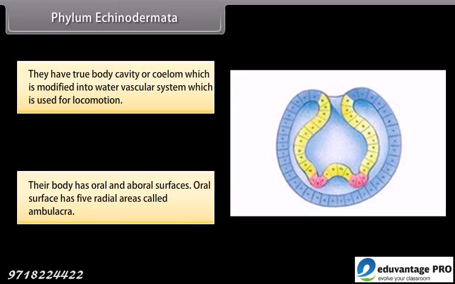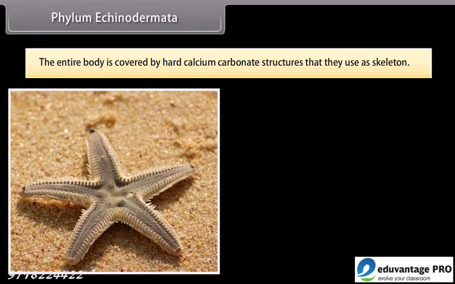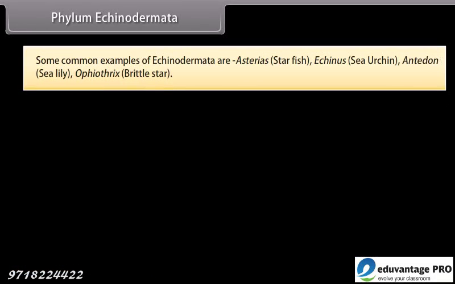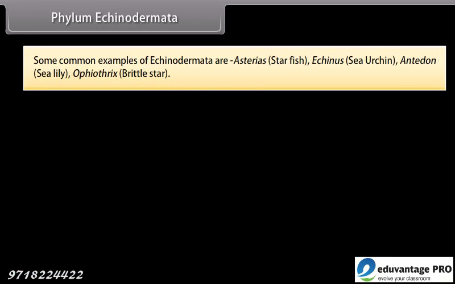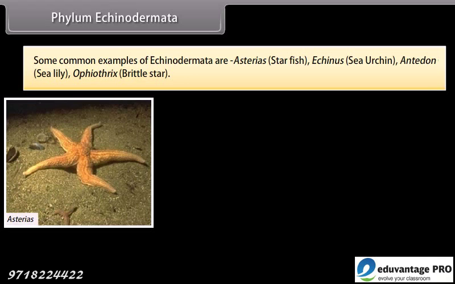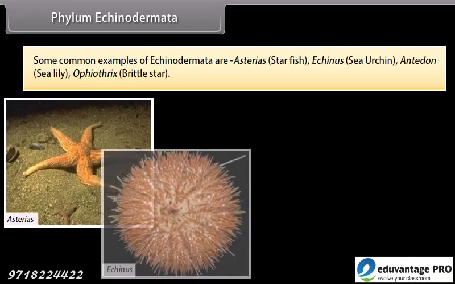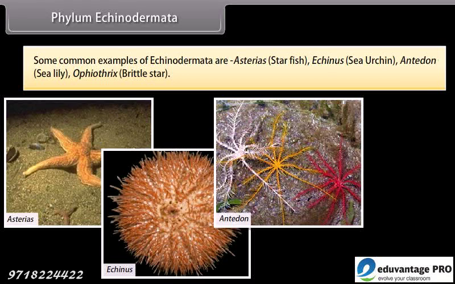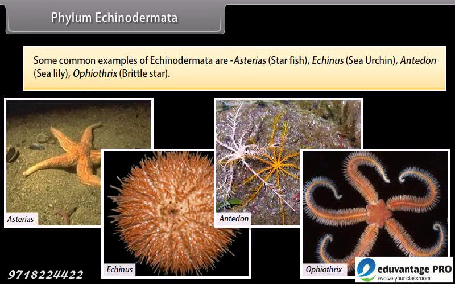Their body has oral and aboral surfaces. Oral surface has 5 radial areas called ambulacra. The entire body is covered by hard calcium carbonate structures that they use as skeleton. Some common examples of Echinodermata are Asterias, starfish, Echinus, sea urchin, Antedon, sea lily, Ophiothrix, brittle star.